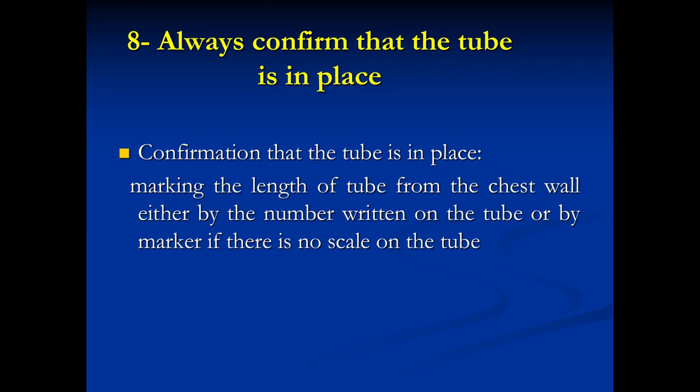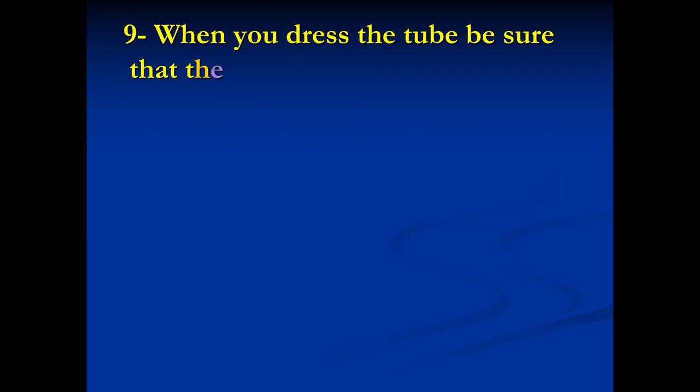And during daily dressing of the chest tube, you check the line at which you fixed the tube. Is it in place or is it dislodged outside or something? Some chest tubes are not marked or not scaled. In this case, you can make a marker at the site where you fixed the chest tube at the chest wall level. When you dress the tube by sutures, make sure that there are no side holes outside.